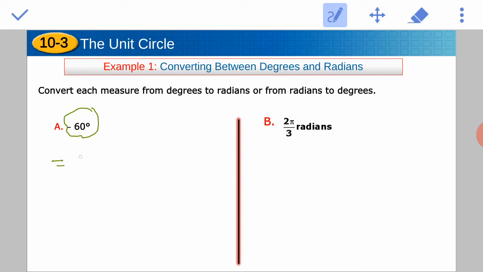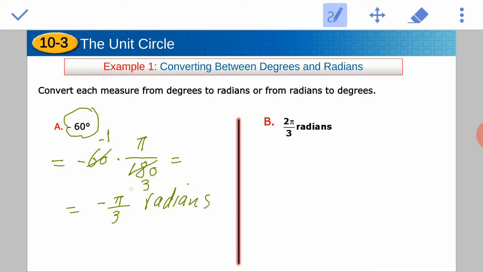Our mission is to convert this angle, negative 60 degrees, from degrees to radians. Do you remember the formula? You multiply times pi over 180. To simplify, you can cross out this 60 and 180. You can divide by 60, it's going to be negative 1. If you divide 180 by 60, it's going to be 3. So the measure of this angle in radians is negative pi over 3 radians. Don't substitute this pi with any other value, just leave it as pi because the measure is in radians.